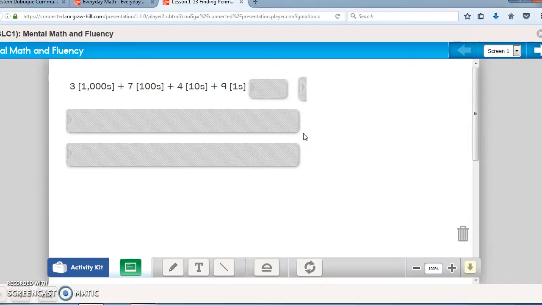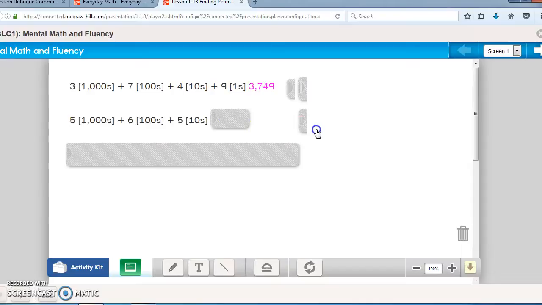Try to read these aloud to yourself. Pause it if you need time to think. Turn it back on when you're ready to see if you have it right. You should say this number, 3,749. And we write it like so.